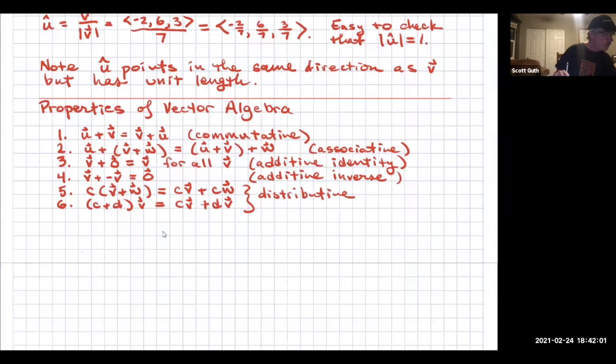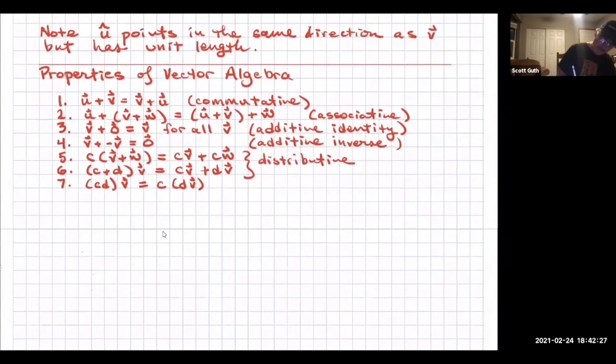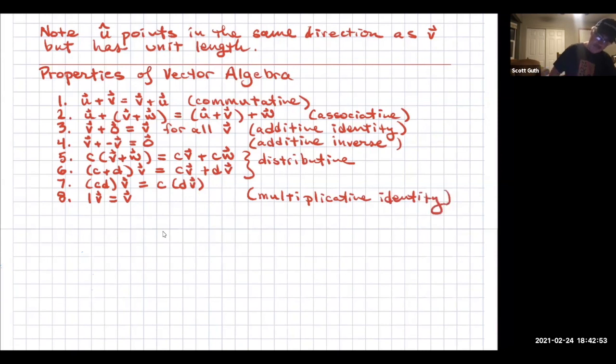And then there's one more, which is the multiplicative identity. No, I take it back. There's two more. There's another associative. This is for scalar multiplication. So this is easy. It just says (cd) times v is c times (dv). So it's just a question of grouping again, but now it's with scalar multiplication. Okay, now this time I promise it's the last one. It's just the multiplicative identity. One times a vector is the vector. Ta-da! So that one again is called multiplicative identity.